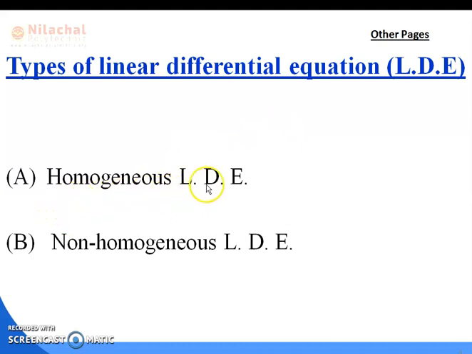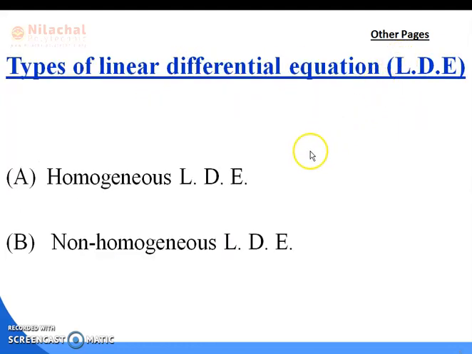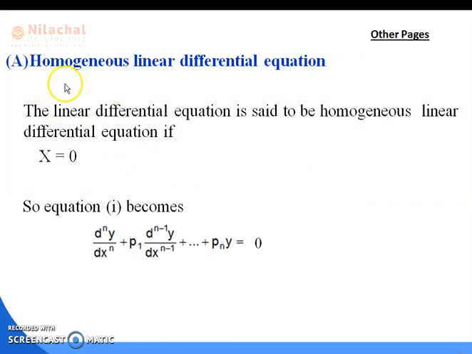One is homogeneous linear differential equation, another is non-homogeneous linear differential equation. Clear? So what is homogeneous linear differential equation? Sometimes, in short, we write linear differential equation as LDE. As in our previous lectures, LDE means linear differential equation. Okay, so we'll study homogeneous linear differential equation.